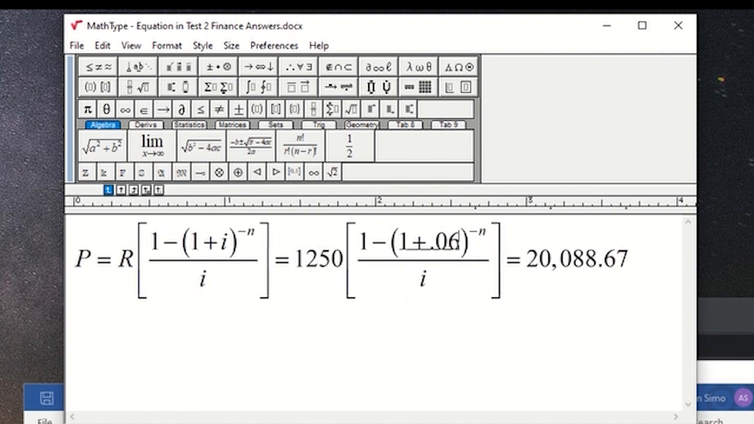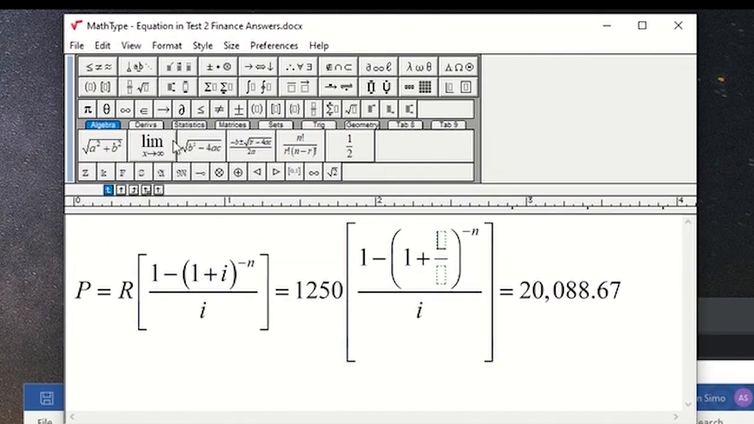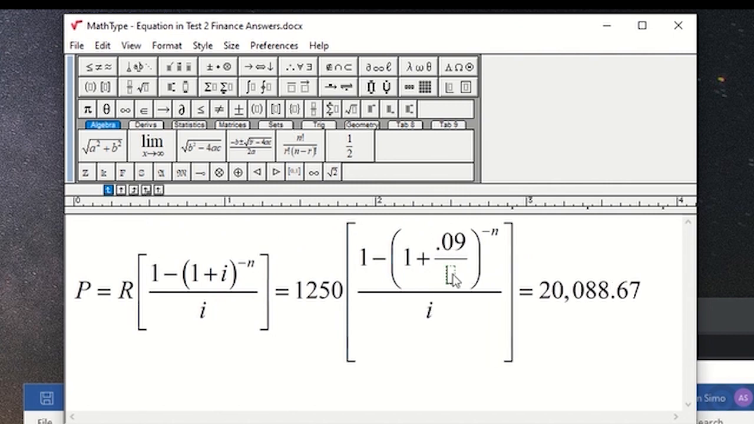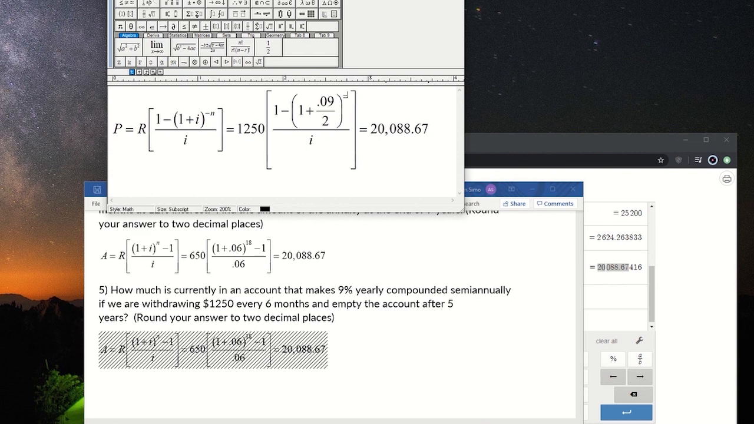We'll put 0.06 here. Wait, why am I putting 0.06? And then 0.09. Let's see what's going on with this I. What's going on? 9% semi-annually. I want you to get experience plugging in fractions within fractions. So 0.09 divided by 2 because it's semi-annually. Multiply. How many periods are there? Twice a year, semi-annually for 5 years. That's 10. Looks like 10 to me. Down here, we can put our fractions.